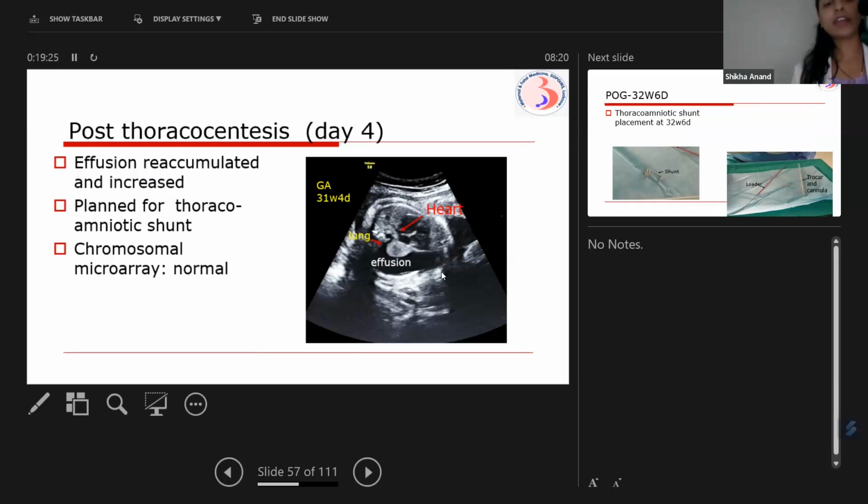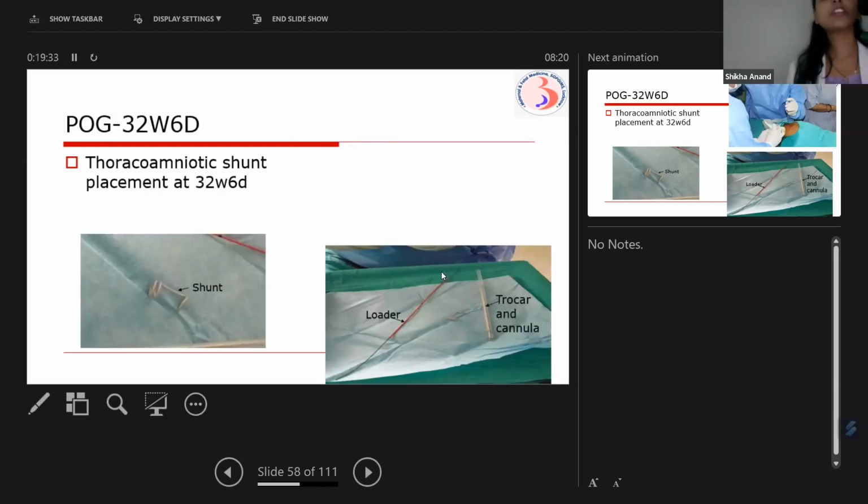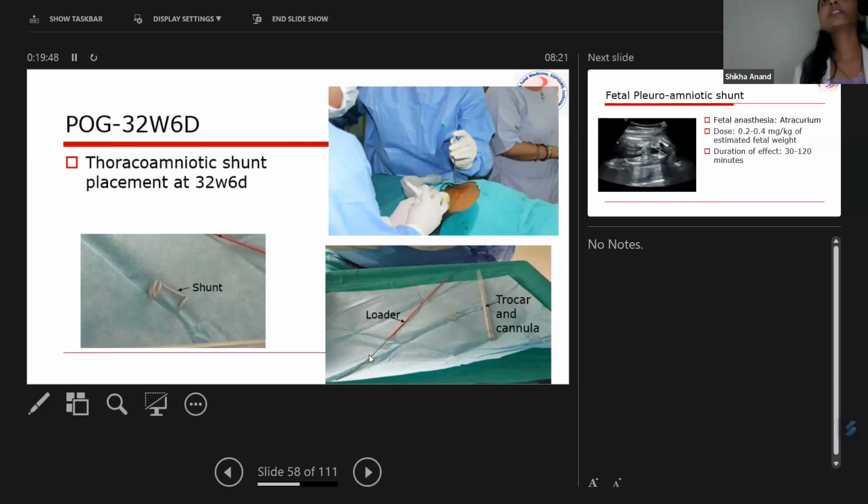Therefore, the patient was planned for a thoracoamniotic shunt procedure. By the time her chromosomal microarray report came out normal, the patient underwent thoracoamniotic shunt placement at 32 weeks 6 days. This you can see is the Harrison shunt which we put. This is the part of the shunt, trocar and cannula, Harrison shunt, loader, along with the guide wire. The procedure is done under local anesthesia to the mother.